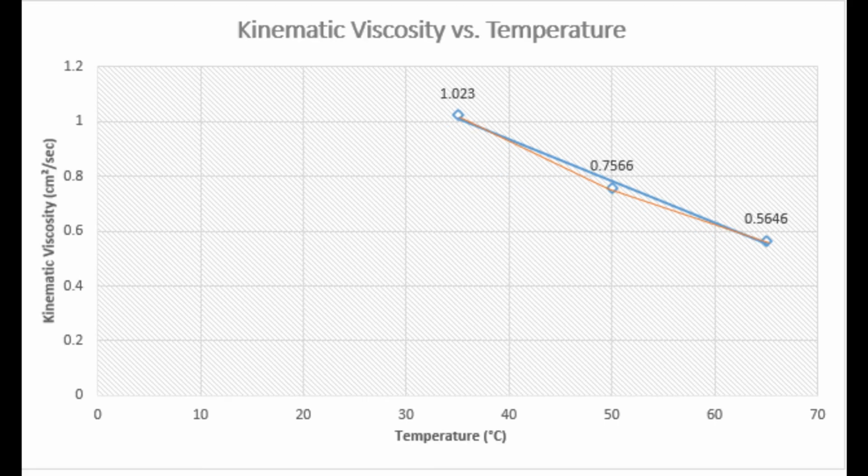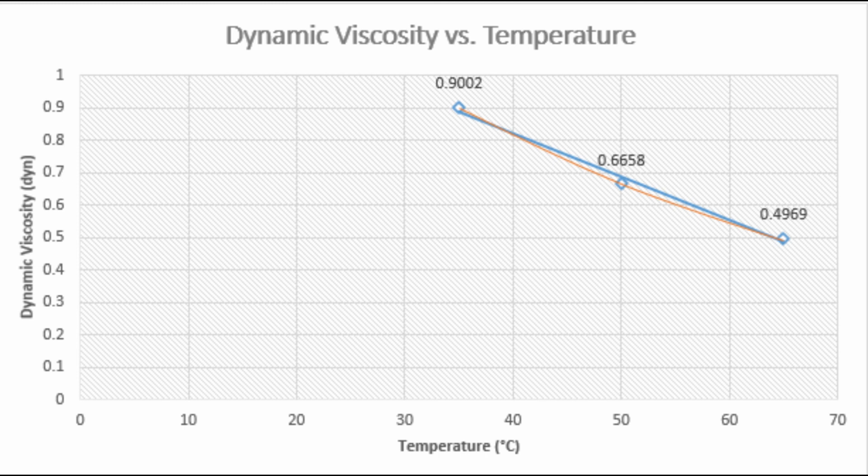A second graph is between kinematic viscosity versus temperature. As the temperature increases, kinematic viscosity decreases. A third graph is between the dynamic viscosity versus temperature. In this graph, as temperature increases, the dynamic viscosity decreases.